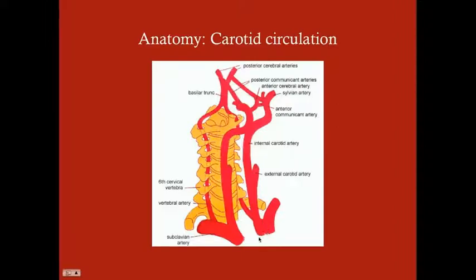On the left, your carotid artery, common carotid artery, comes directly off of the arch of the aorta, and there's a separate branch off the arch of the aorta for the subclavian. And then the internal carotid artery is what ultimately is going to communicate with the circle of Willis. So this is all communicating circulation.